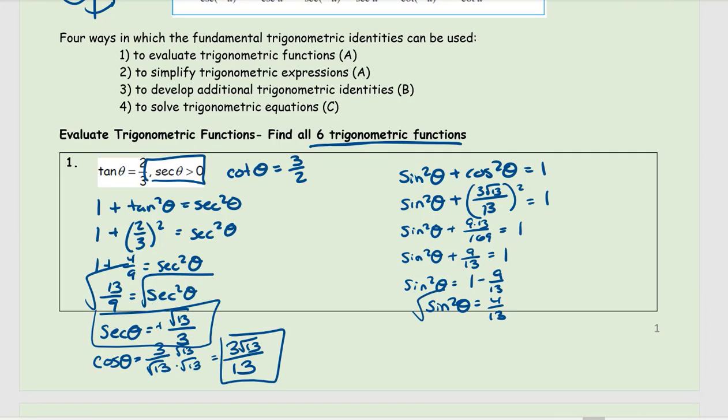And we're going to take the square root of both sides. So now we have 2 over the square root of 13, which we have to rationalize to be root 13 over root 13. So we're going to get 2 root 13 over 13.